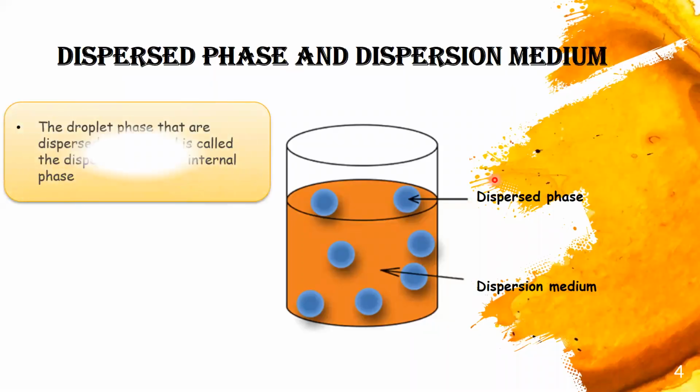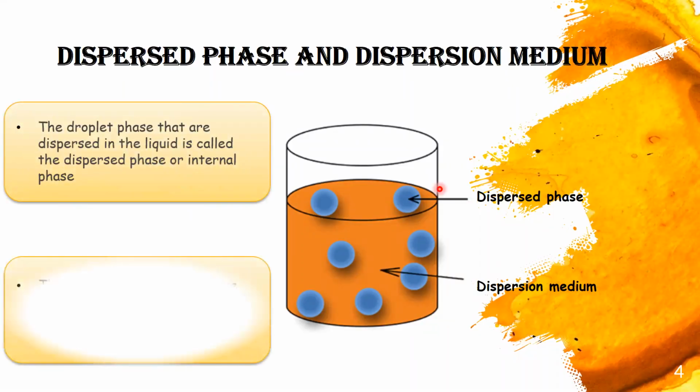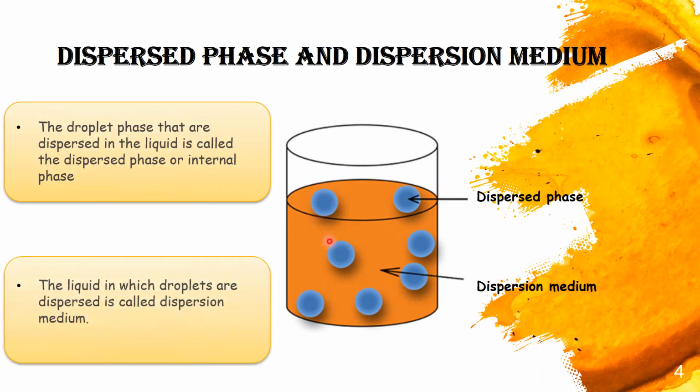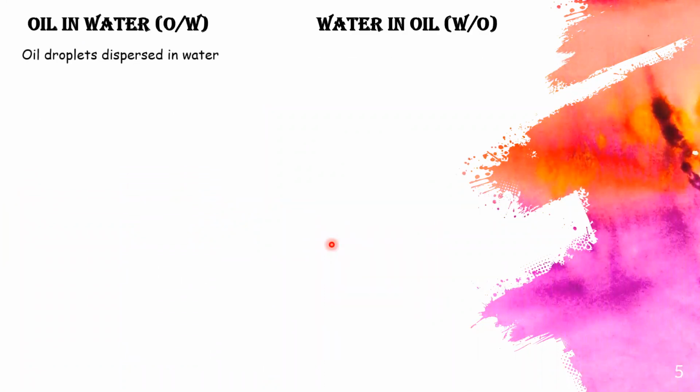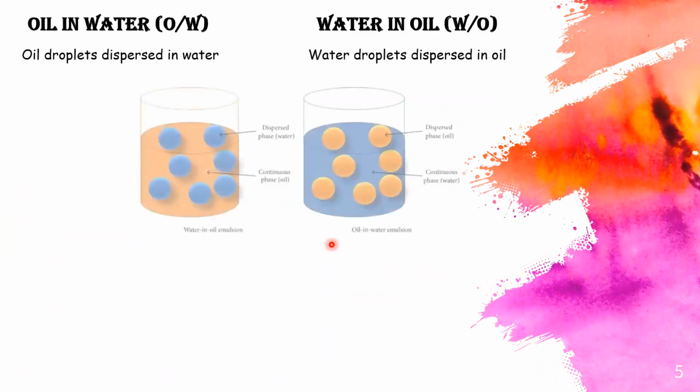If we talk about dispersed phase and dispersion medium, the oil droplets or the droplet phase that are dispersed in a liquid are called the dispersed phase, whereas the liquid in which those droplets are dispersed throughout is known as the dispersion medium. So normally there are two types of emulsion, oil in water and water in oil. Oil in water is one in which the oil droplets are dispersed in water, whereas in water in oil, the water droplets are dispersed in oil.